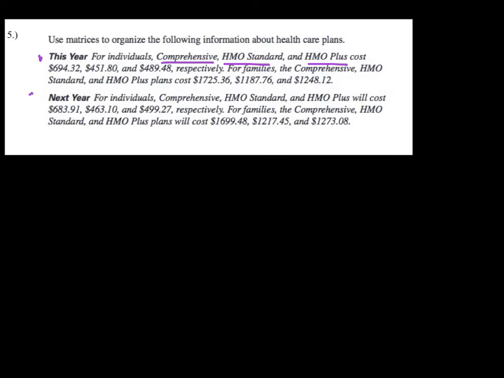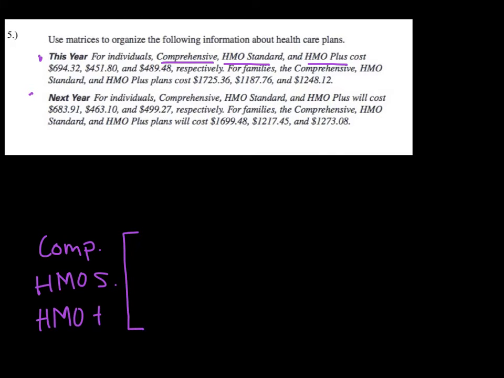So for the first one, I'm going to do the plans as the rows. So I'm going to do comprehensive, and then HMO standard, and then HMO plus. Those are going to be my rows, and individual price and family price will be my columns. So I'm going to take a second and fill this out. You can do the same.